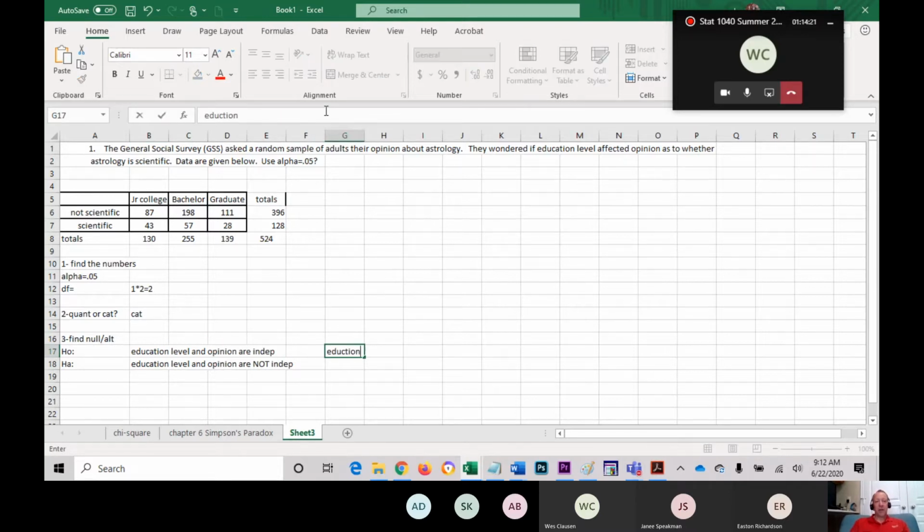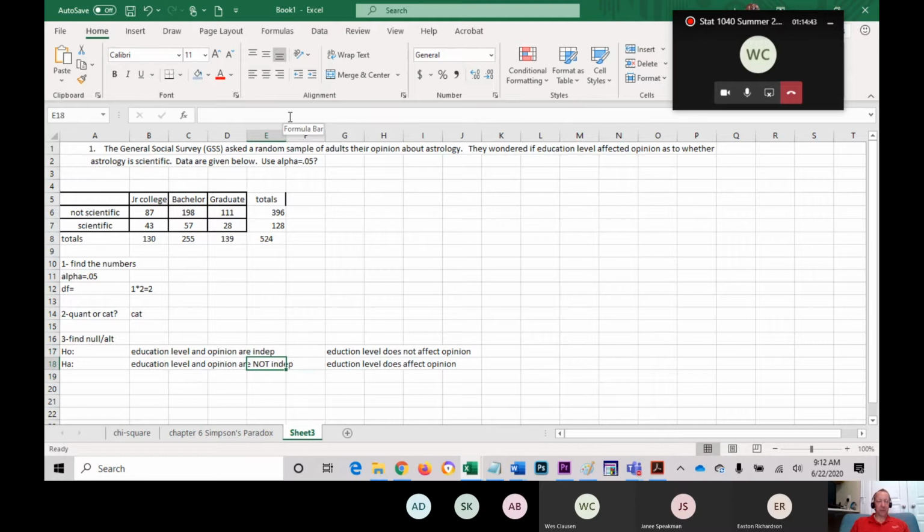Another way to think of this is education level does not affect opinion, whereas education level does affect opinion. But as far as the right answer here, I want independent on the first one, and not independent on the second one. Does that make sense? All right, step number 4 is what?